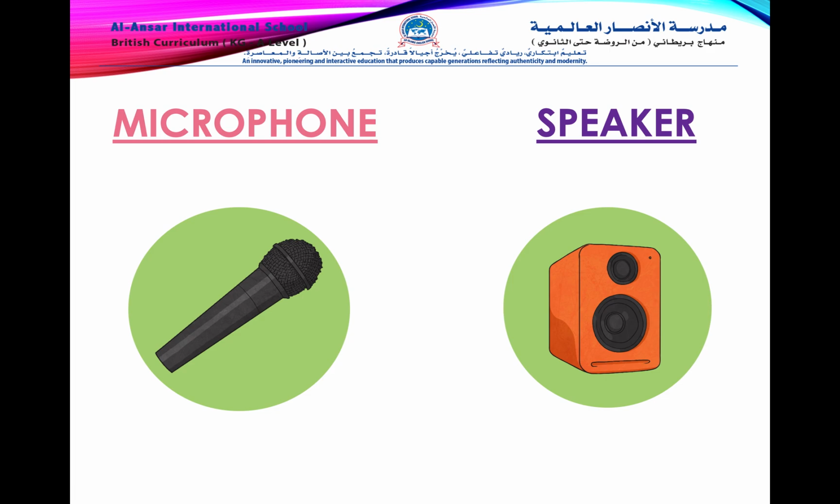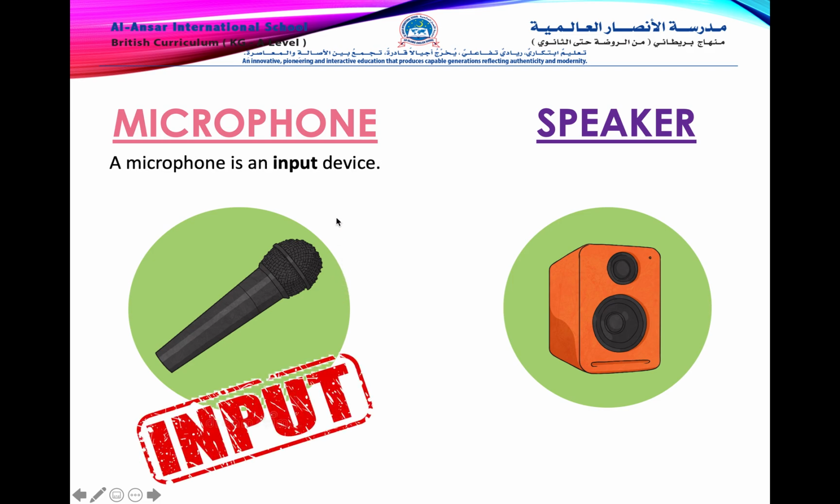We are going to do a little activity now. We have an image of two different items, so we need to see whether these items are either input devices or output devices. So let's get going. A microphone. Do you think it is an input device or an output device? Well done. A microphone is an input device because you are speaking into the microphone, which is allowing your voice to go into the computer.